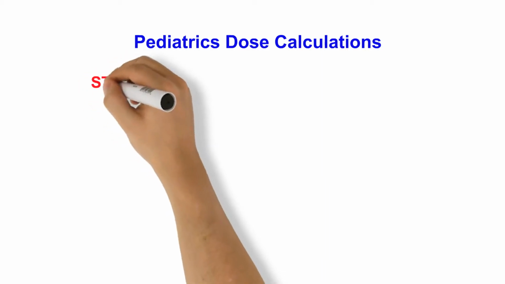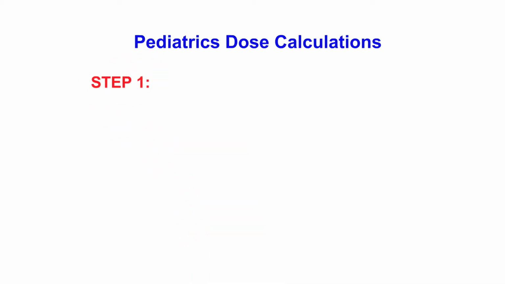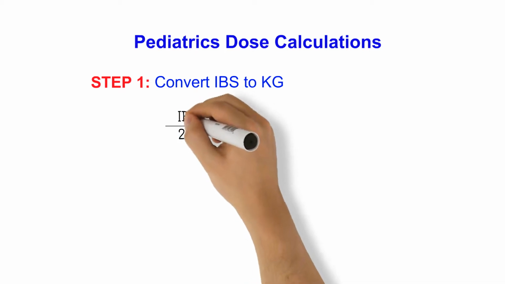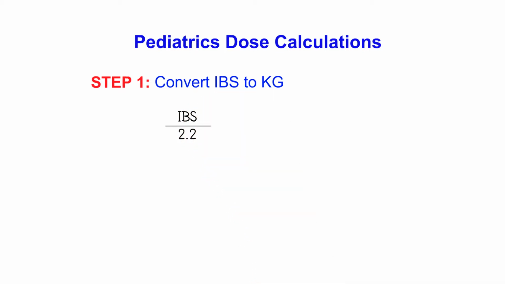Step 1, convert pounds to kilos. And the formula would be total pounds divided by 2.2 equals total kilos. If you do not know how to convert pounds to kilos, make sure to watch my video in the metrics section and take a couple practice questions.